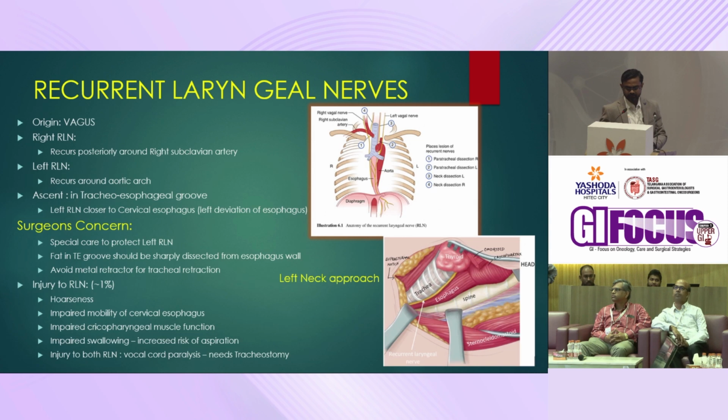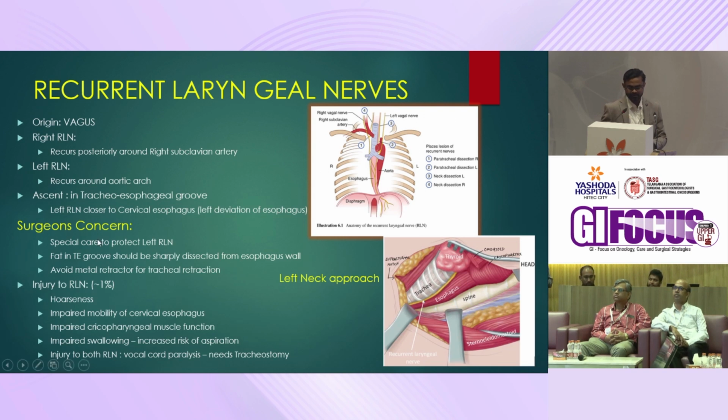The recurrent laryngeal nerve originates from the vagus. Right RLN recurs around the right subclavian artery, high up, and left RLN recurs around the aortic arch, lower down. The ascent is in the tracheoesophageal groove. Left RLN lies closer to the cervical esophagus because of the left deviation of the esophagus. The surgeon's concern here is the risk of injury, specifically to the left recurrent nerve.